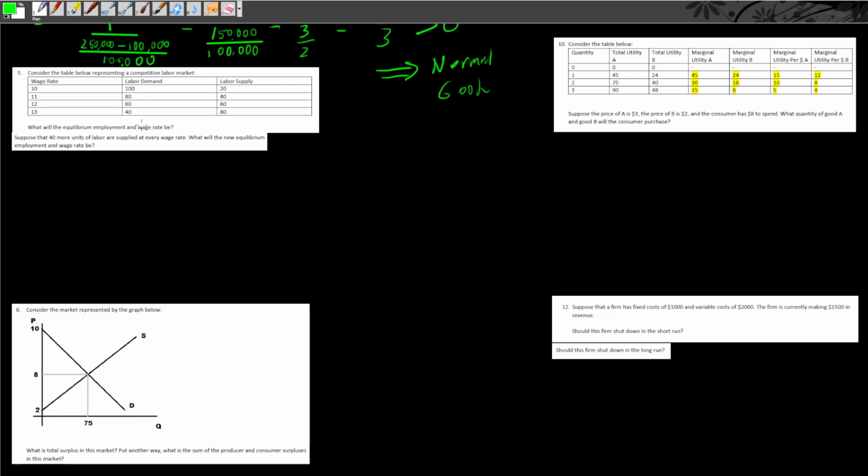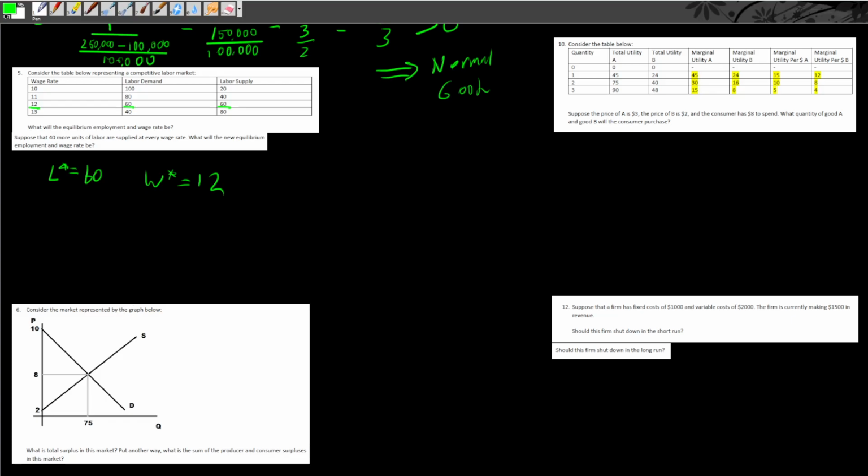All right, so finding the initial equilibrium is the same exact process. We see labor supply and labor demand are equal to one another at 60, and the wage rate is 12. So we know that L star is equal to 60, and W star is equal to 12. The second part here says, suppose that 40 more units of labor are supplied at every wage rate. What will the new equilibrium employment and wage rate be?